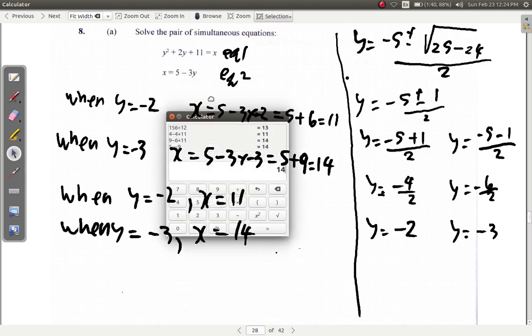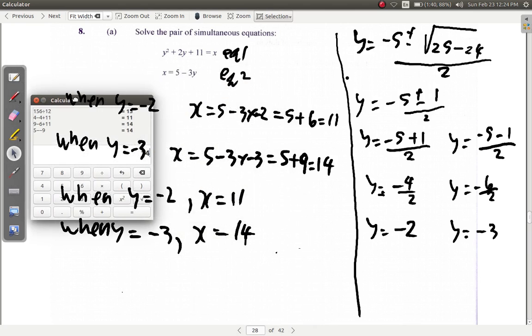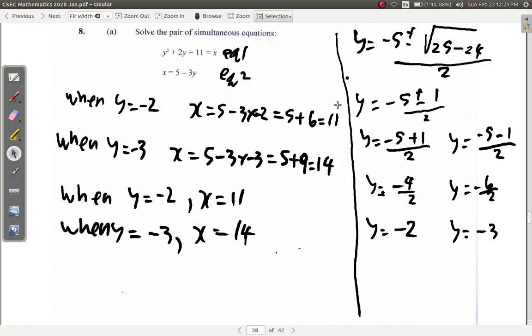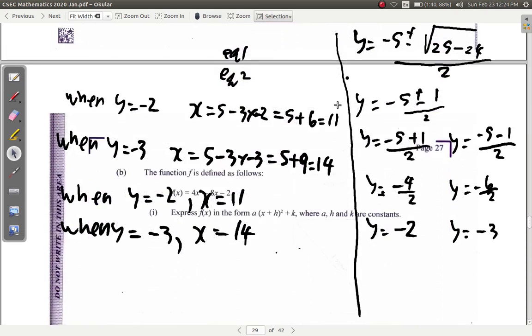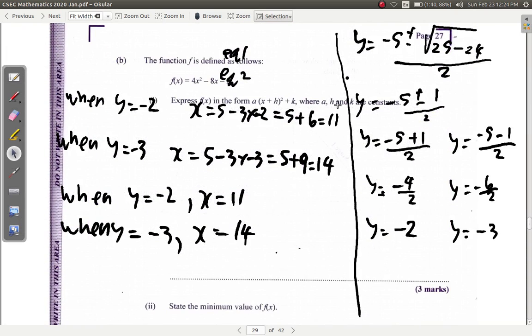So the equations do work, alright? Or the solutions do work out for the equations. This is 8a. 8b, let's leave 8b for another video.